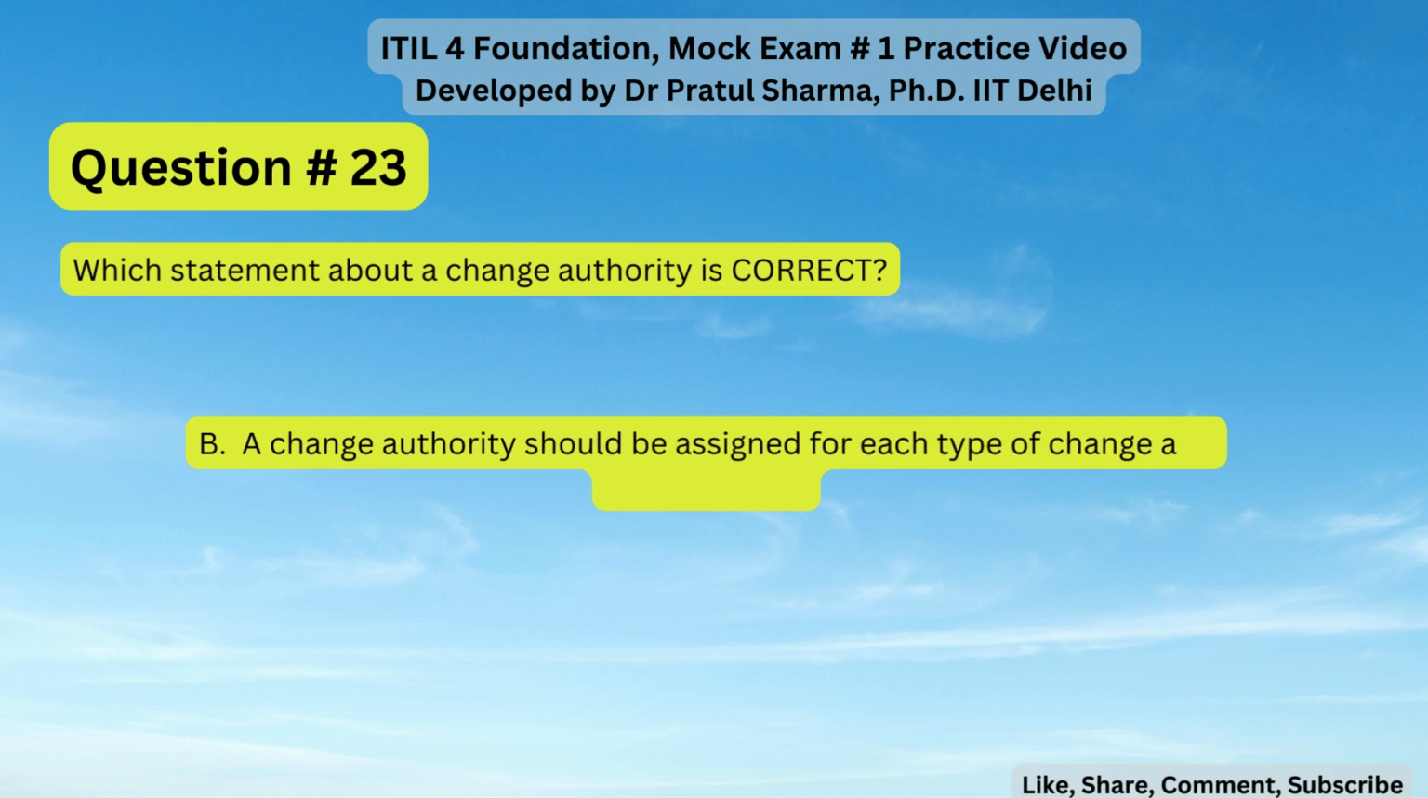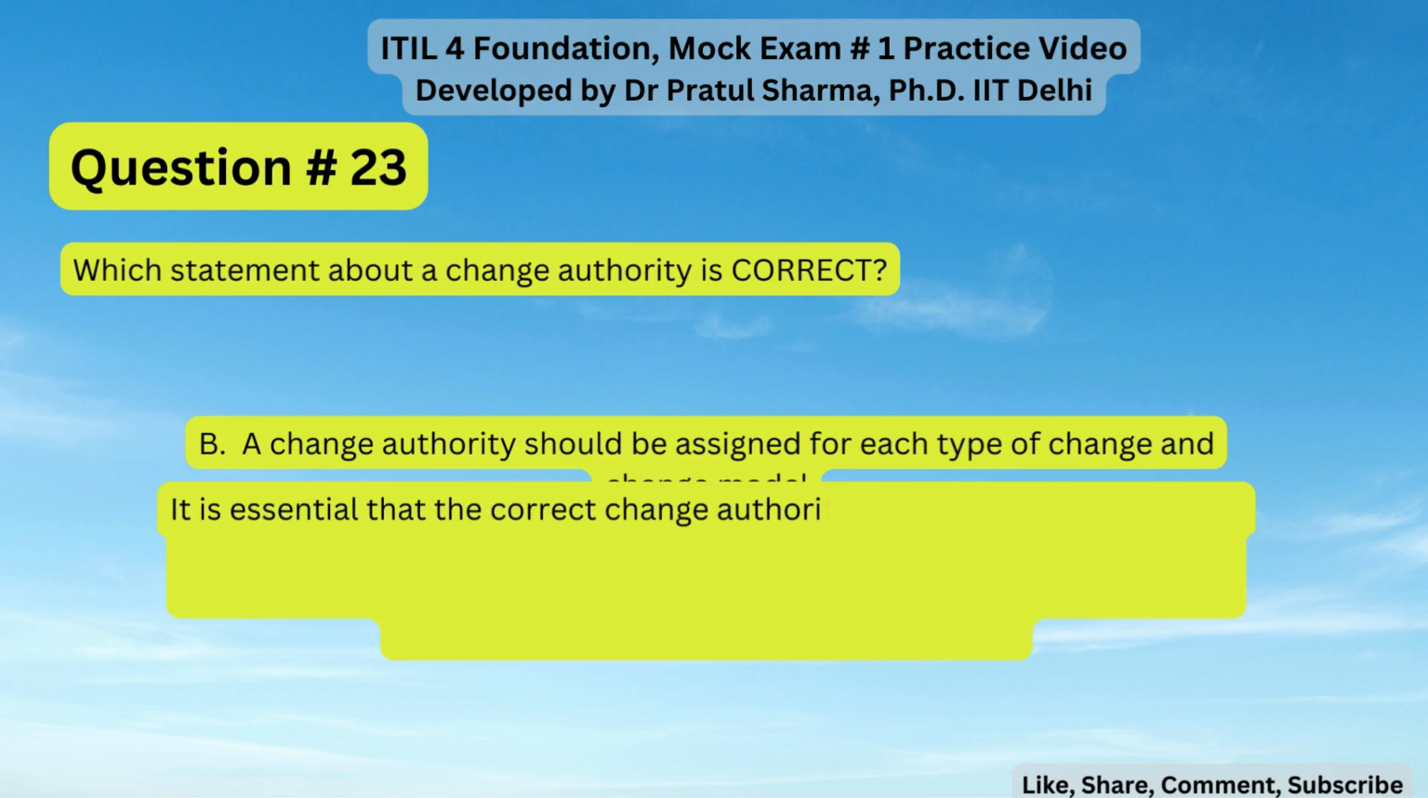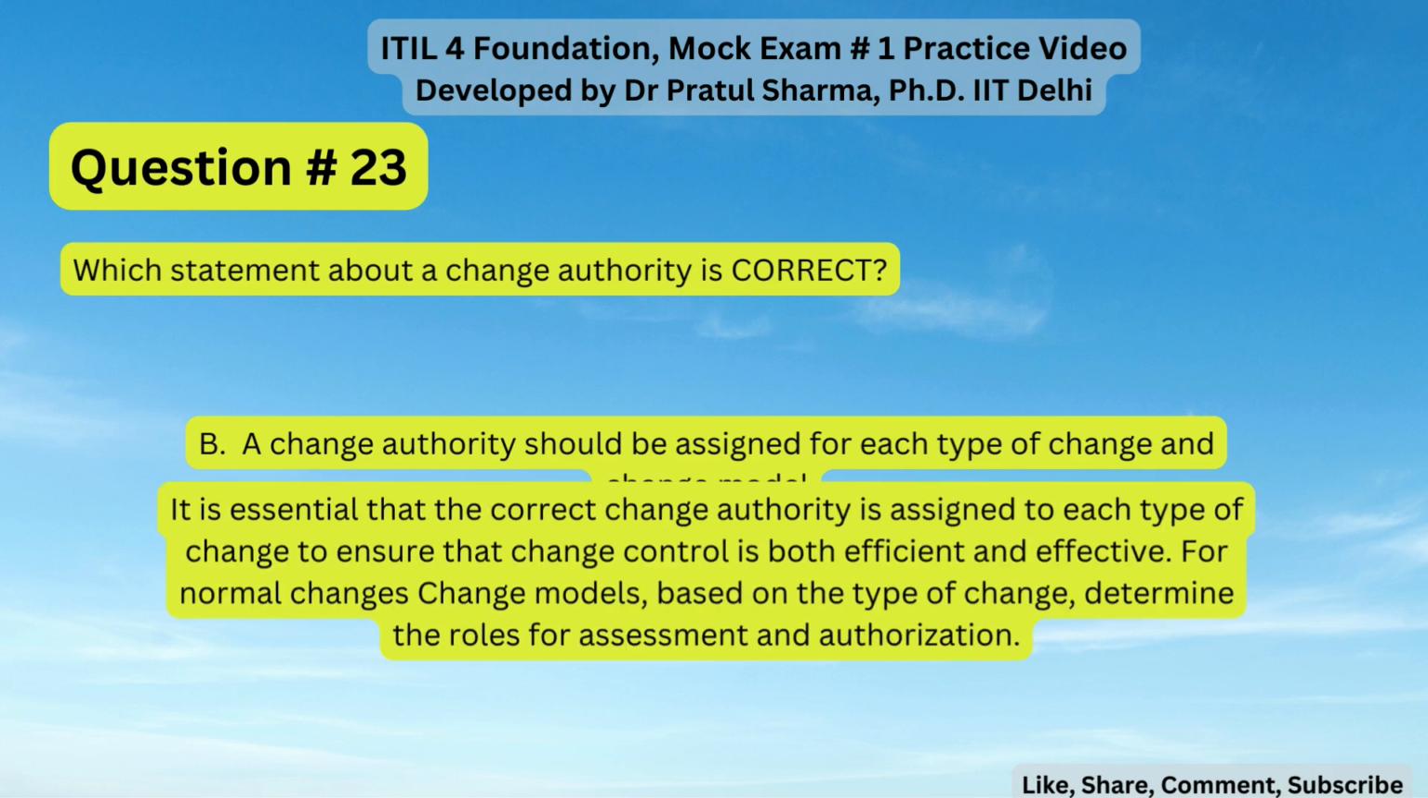B. A change authority should be assigned for each type of change and change model. It is essential that the correct change authority is assigned to each type of change to ensure that change control is both efficient and effective. For normal change models, based on the type of change, determine the roles for assessment and authorization.